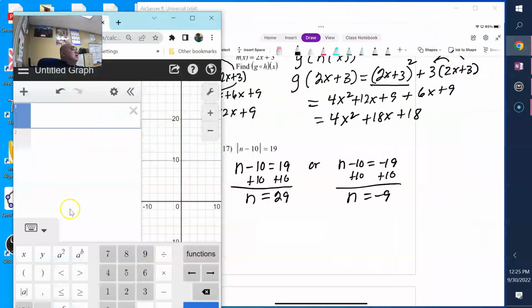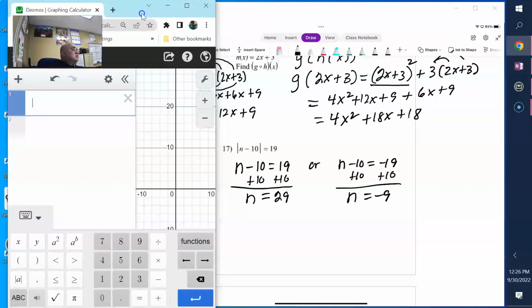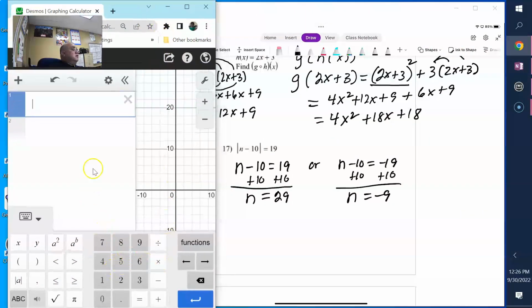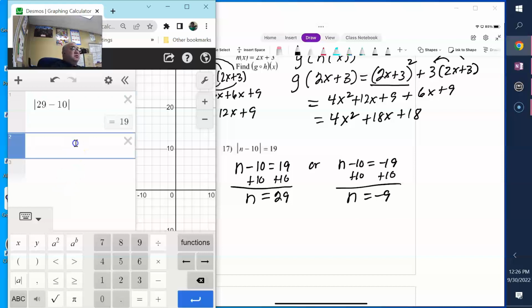To check, you're going to use the absolute value, which is here at the bottom. If you can't find it, oh, it's right here. Absolute value. So you have 29 minus 10. So you see how I'm using Desmos. And then we have absolute value, negative 9 minus 10 gives you 19. So that's how you check.